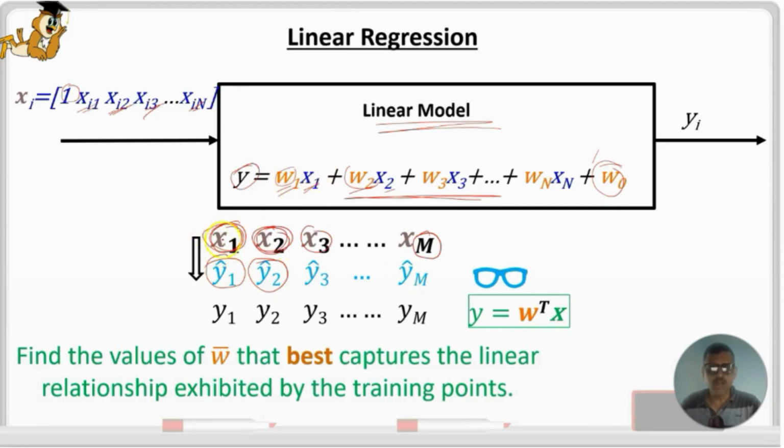So in this model, if you feed x1, you will compute a y1. If you feed in x2, you would compute a y2, and so on and so forth. And the objective was to select the values of w1, w2, w3 till w0 so that y1 and y1 hat were as close as possible, y2 hat was as close as possible, and so on and so forth, right? So these two were as close as possible. That was what was meant by finding the best W and the best linear model.